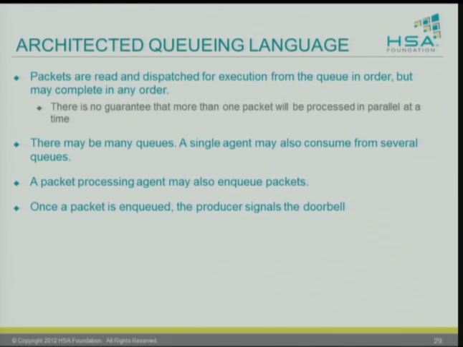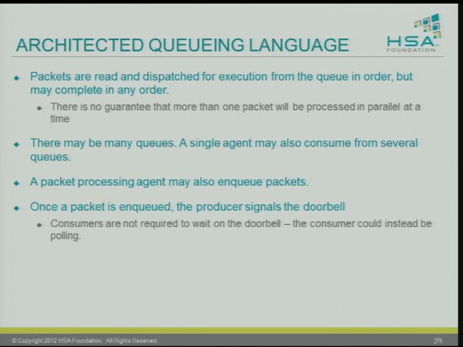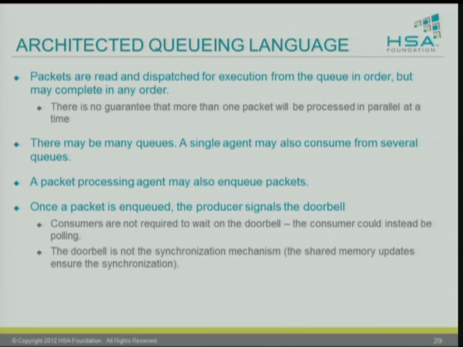Once a packet is enqueued, the producer that's placing the packet in the queue signals a doorbell. And the doorbell is one of our signaling objects. Consumers aren't required to wait on this doorbell, so they could instead be polling on the shared memory values. The doorbell's really just there as an optimization for low power. It's important also that the signaling mechanism in this case, when you're placing a packet in the queue, is really meant to enable low power optimizations. It's not meant to be the synchronization mechanism. That's done through the shared memory.